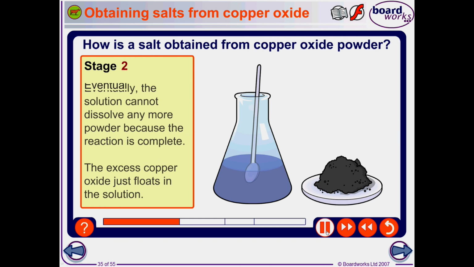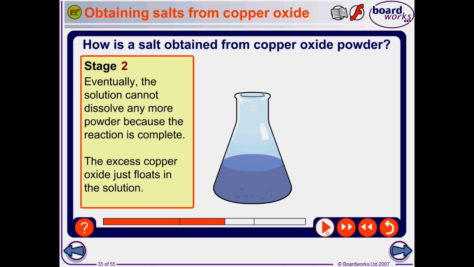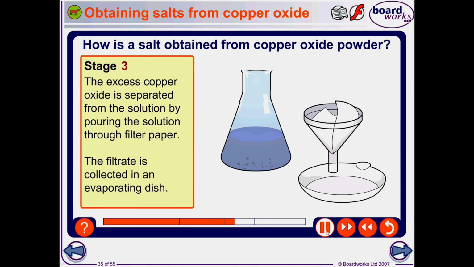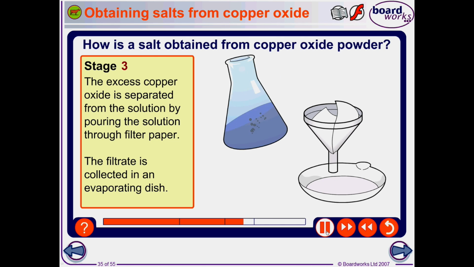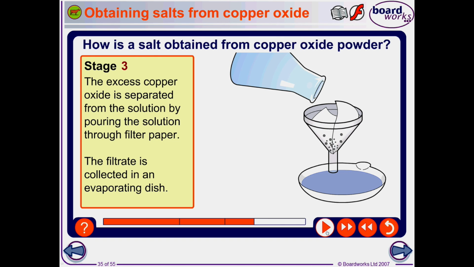So the first thing we do with a soluble salt is we always will filter it first of all. And the reason why we filter it is to remove any solid impurities. So what's going to happen now, the solution is going to be poured through filter paper and a filter funnel. And what will happen is very, very important. The soluble salt, the copper sulfate, which is dissolved in the water, passes straight through the filter paper.